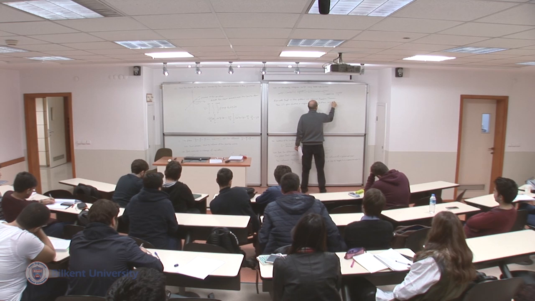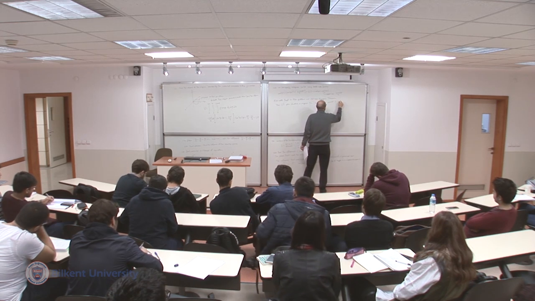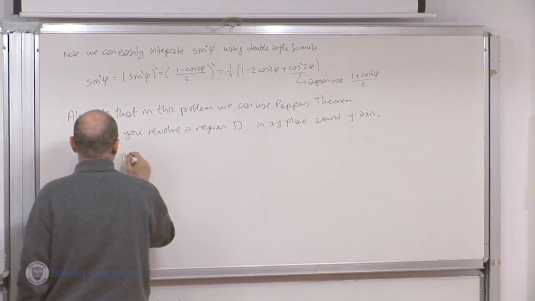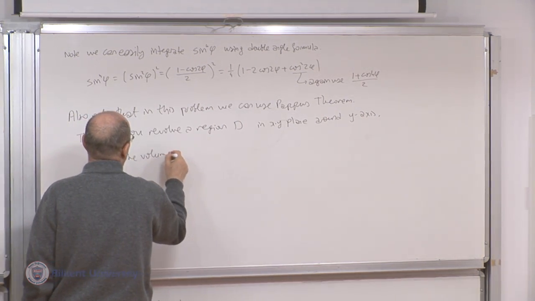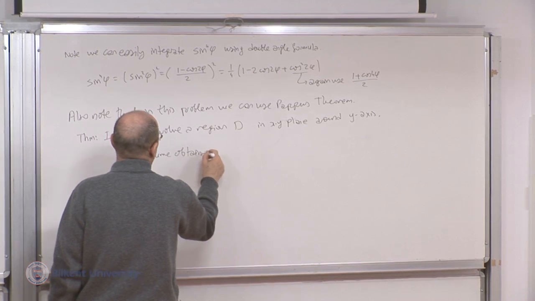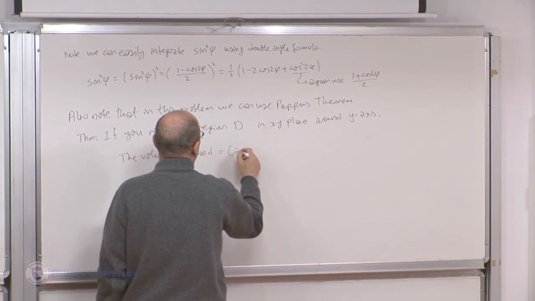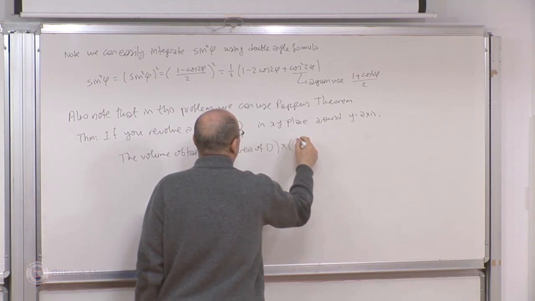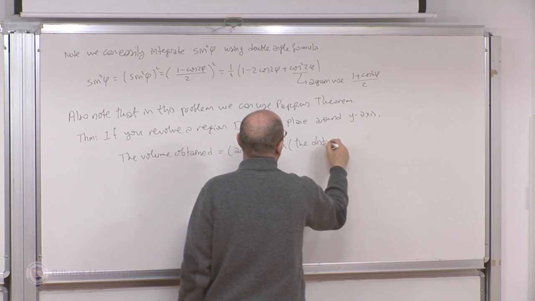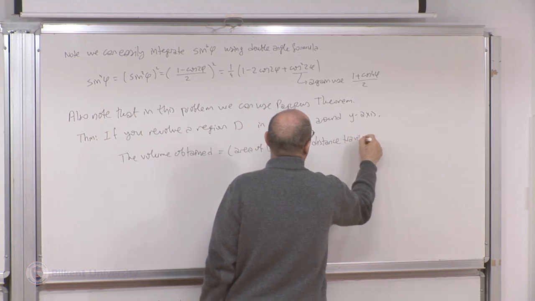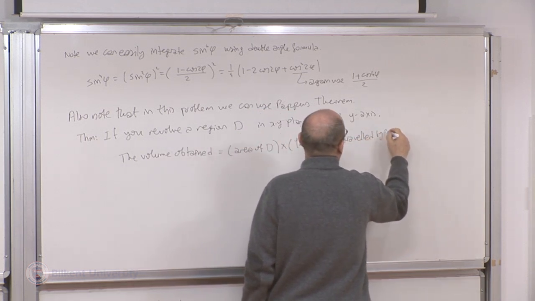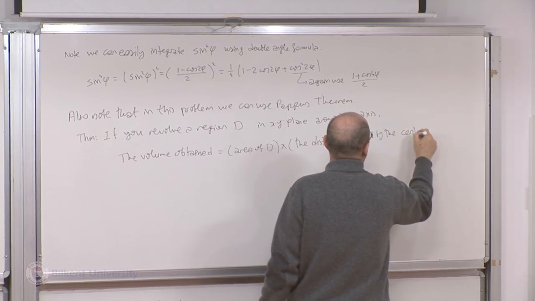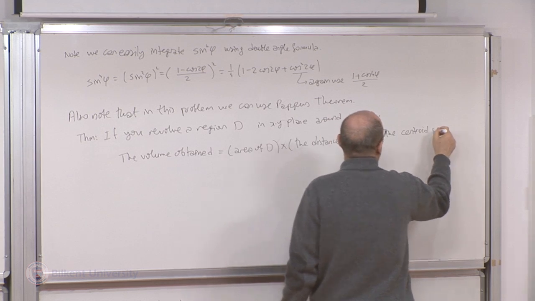around the y-axis, the volume obtained is equal to the area of D times the distance traveled by the center of mass, the centroid. What is the name for this? I think it's called the centroid of D.